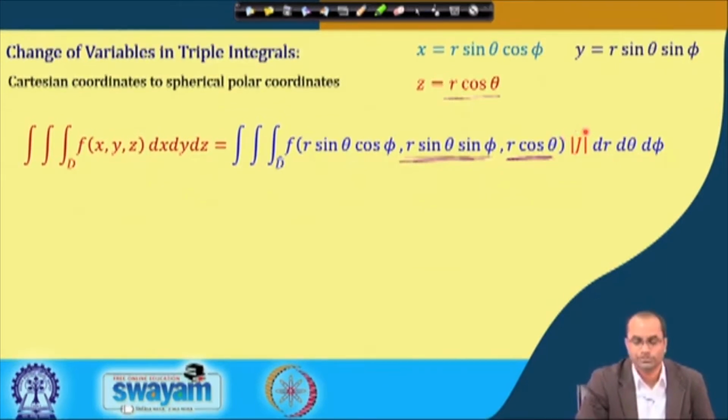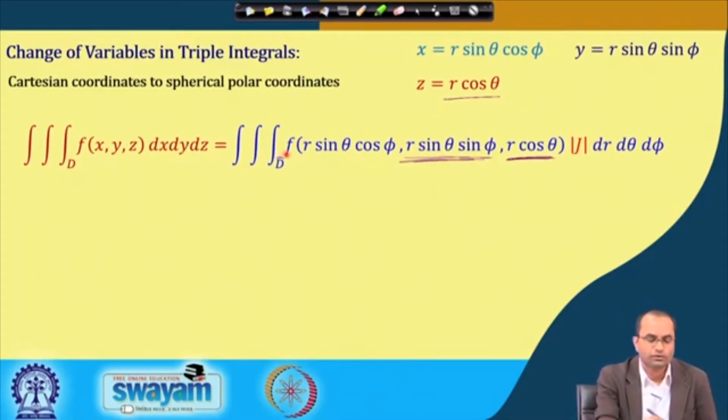that is the extra term which comes when we do this change of variables. So, that Jacobian we need to compute, and then our dx dy dz will become dr d theta d phi. And correspondingly the limits will change, or the domain we have to represent in terms of r, theta, phi. So, what is this Jacobian here?